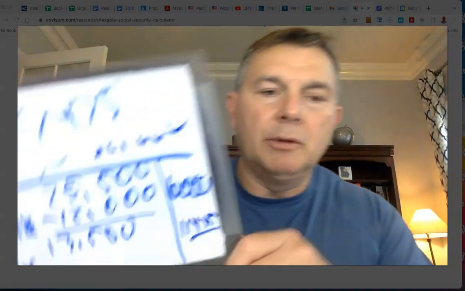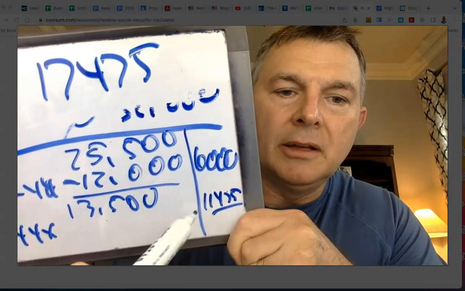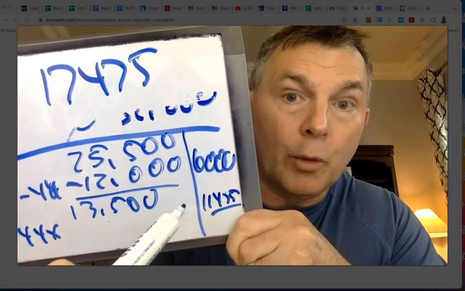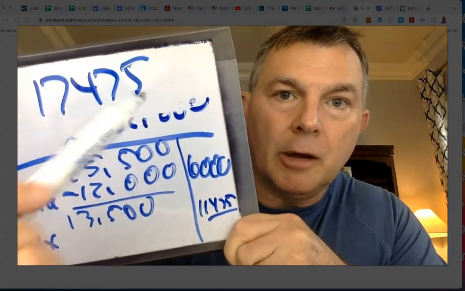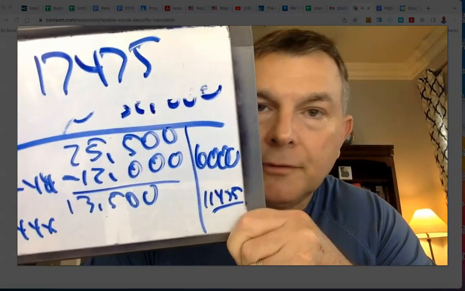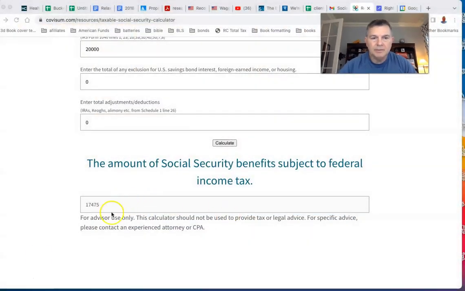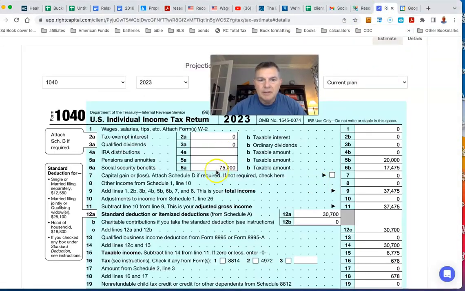All right, because we take the first $32,000 not subject, the next $12,000 at 50% is $6,000, and anything above 44 is 85% of that. 11,475 plus 6,000, the amount of the Social Security benefit that's subject to taxation is 17,475. And what did the calculator show us? Yep, 17,475. Let's go to Right Capital and make sure it showed us the same. $75,000 Social Security benefits, $20,000 pension, $17,475 is their taxable Social Security. So this calculator is spot on.